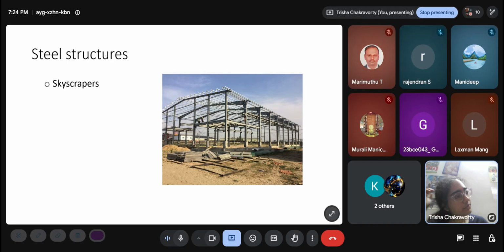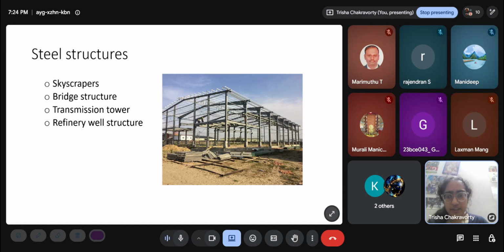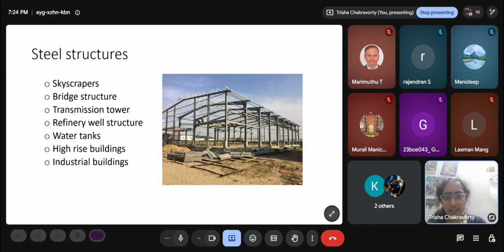Skyscrapers, extremely tall buildings, have wind load become a very serious problem, and deflection also becomes a very serious problem there. So skyscrapers are usually made of steel. Bridges are often made of steel. Transmission towers, refinery structures, water tanks, high rise buildings, industrial buildings, and factory sheds. This is a factory shed, for example. So these are some examples of steel structures.